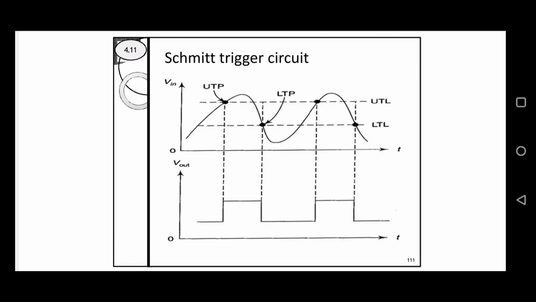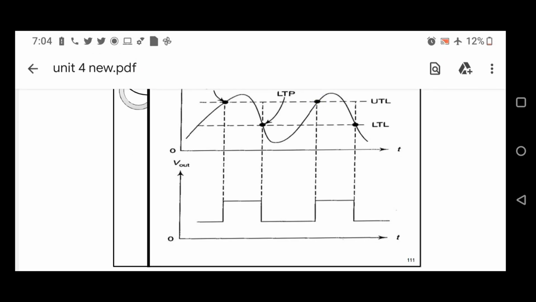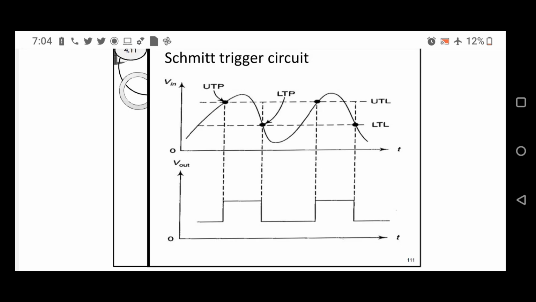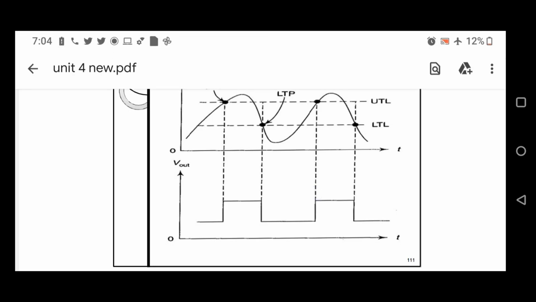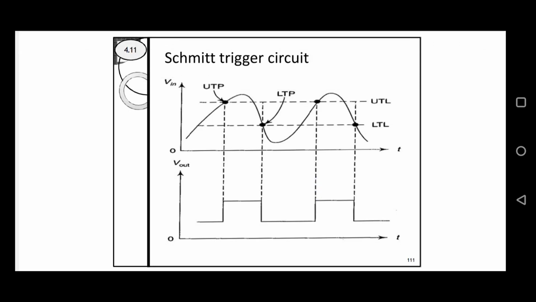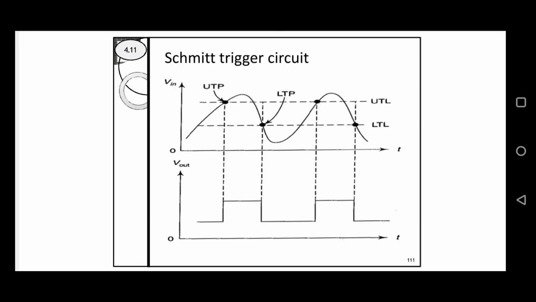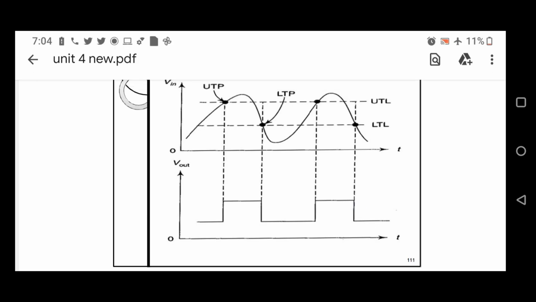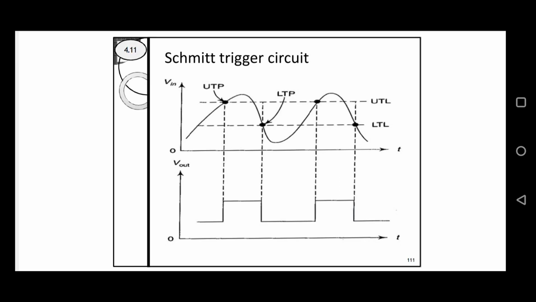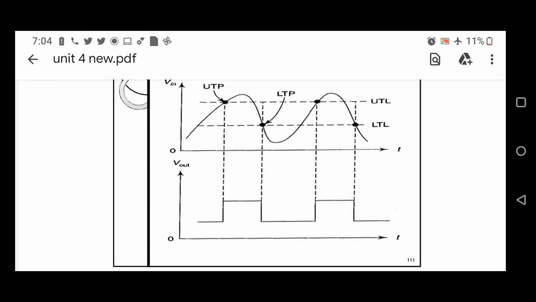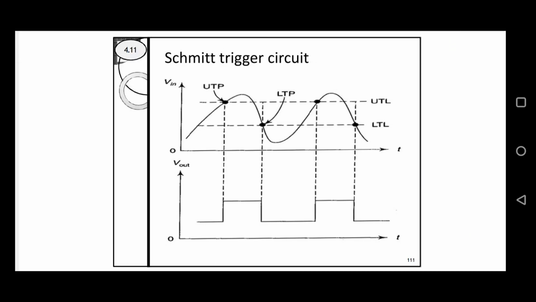Again, when the sine wave reaches the positive maximum, the output voltage is VCC. Again, when it reaches LTP, the output voltage Vo is equal to VCC minus IC2 into RC2. That is the output waveform of the Schmitt trigger circuit. Overall, the Schmitt trigger circuit is used to generate a square waveform by using a sine wave as input. Thank you.